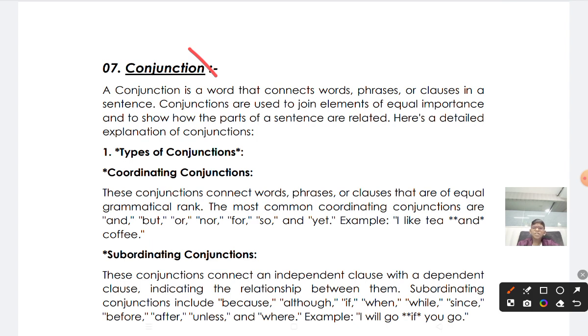So, types of conjunctions. Coordinating conjunctions. These conjunctions connect words, phrases or clauses that are of equal grammatical rank. The most common coordinating conjunctions are and, but, or, nor, for, so, and yet. Examples are like tea and coffee.